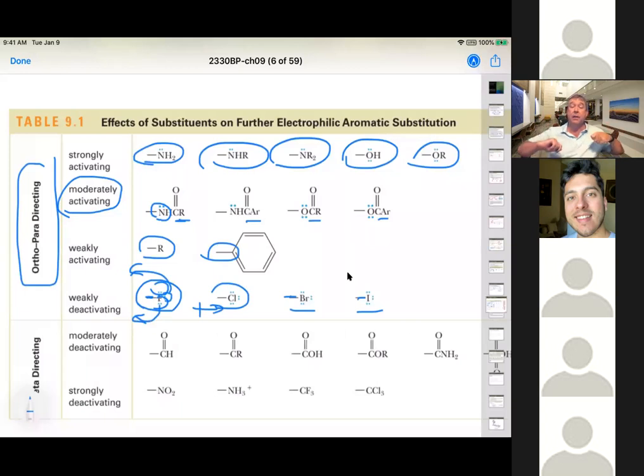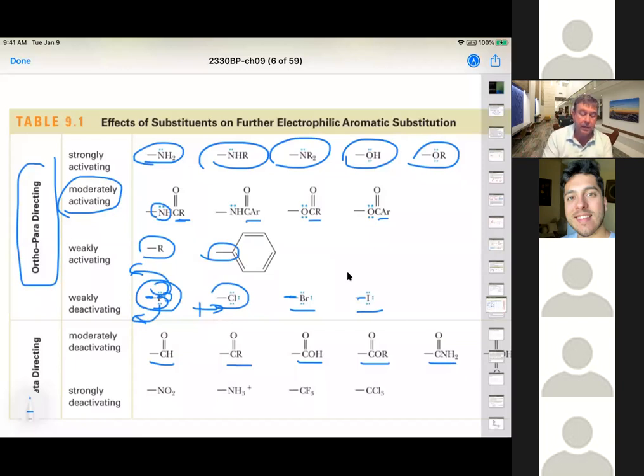Now, let's look at the meta directors. Carbonyl compound, carbonyl compound, carbonyl compound, carbonyl compound. So anytime you see a carbonyl on there, you're thinking meta directing and deactivating. So I'm going to have to hit it with a lot more heat or a higher concentration.